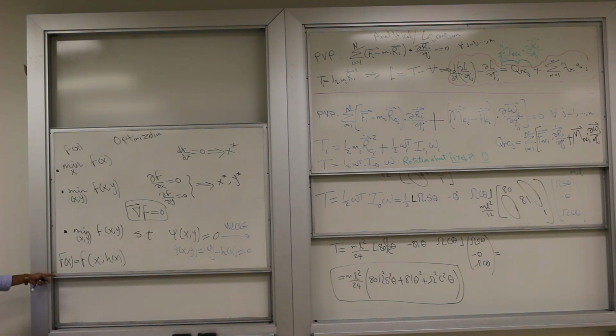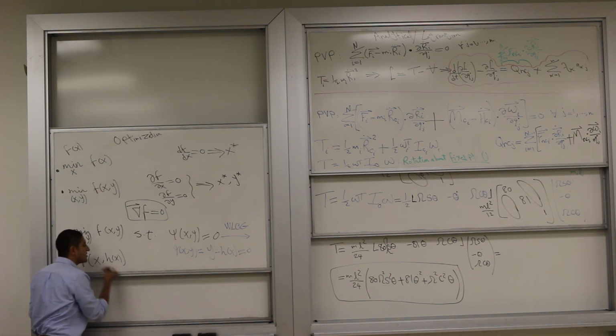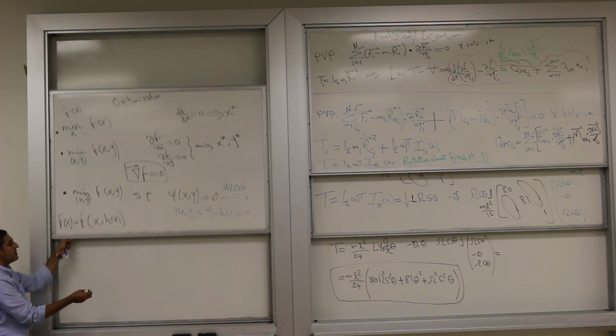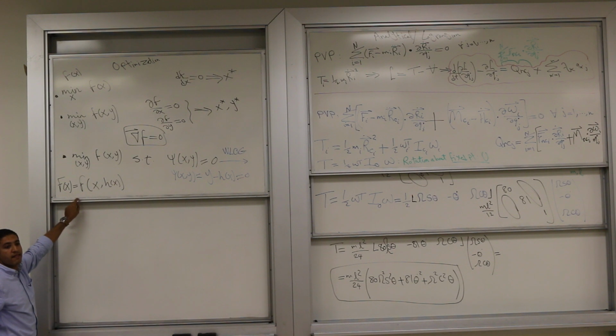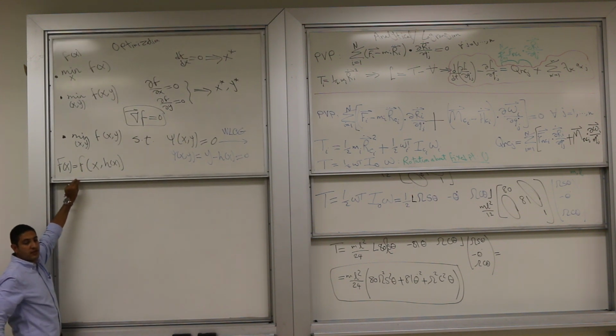How to get the optimum of this? This is a function of x only. How to get the optimum? That's the very first problem that we learned in high school, right? So just substitute your constraint. You got this guy. Okay, how do you solve it? How do you get the optimum here?